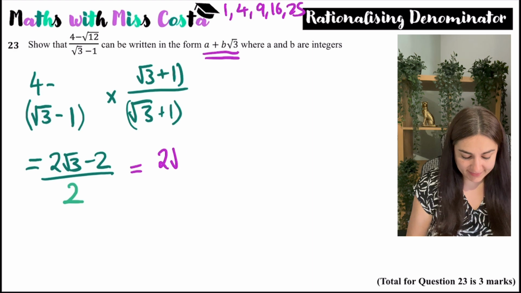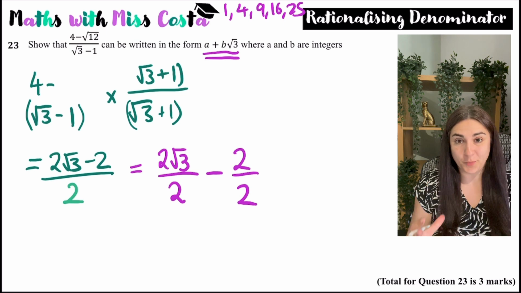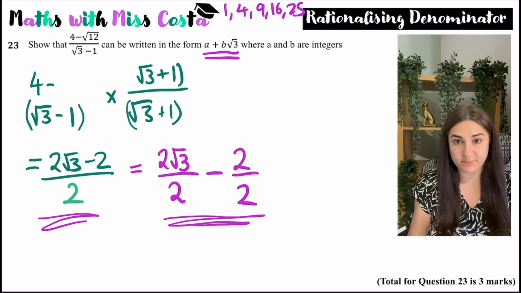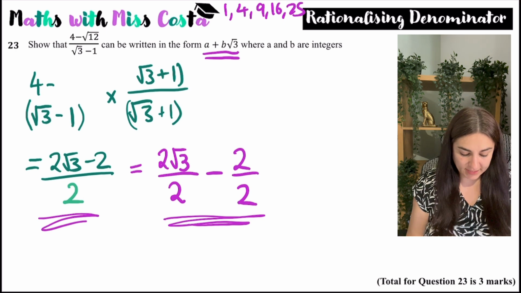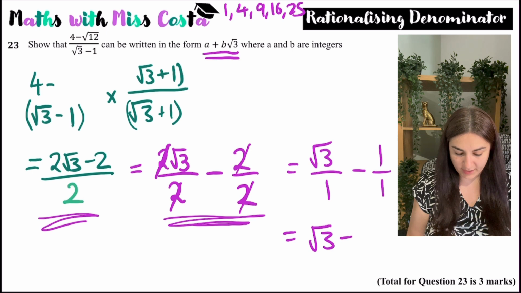Well, I can write these as two separate fractions just to make life easier for myself, because remember, if you're adding or subtracting fractions and they have the same denominator, you can bring them together. So this and this would simplify to the same thing. It just makes it a little bit easier to see what you're doing. So 2 root 3 divided by 2 is just going to leave you with root 3 over 1. Take away, and 2 divided by 2 is just 1. So that is the same as saying root 3 minus 1.